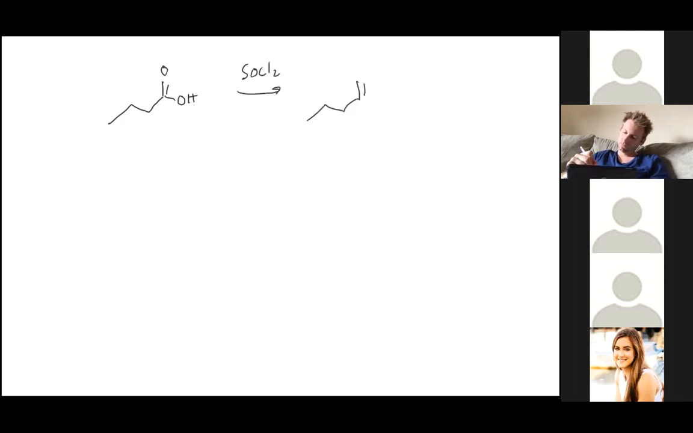So in order to make an acid chloride, we're going to take a carboxylic acid, throw in SOCl2. This is going to replace that OH on the end with a Cl, which is going to be a much better leaving group, and it's going to give us some byproducts.